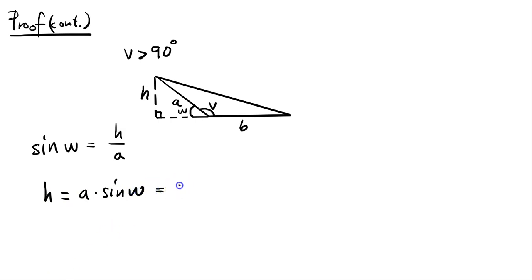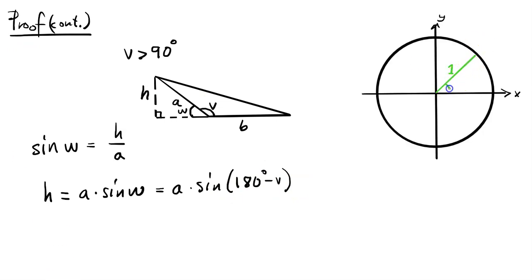But sine W, that's the same as sine of 180 degrees minus V, since these two add up to 180 degrees. But then what is sine 180 minus V? Let's take our unit circle here. So we have V here. And then if we take the mirror image of that, like this, then we also have V here.